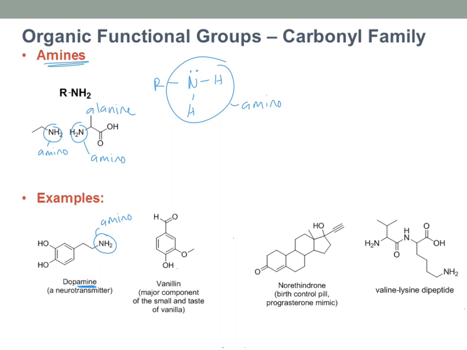That's totally fine. Vanillin over here, I don't see any nitrogens at all, so no amino groups. Same thing for this steroid, I don't see any amino groups. And then if I look over here at this valine-lysine dipeptide, I'm looking for nitrogens with two hydrogens attached, and I see one over here on the left. This is H2N, but that means the same thing, it's just on the left, not the right. So this is an amino group.